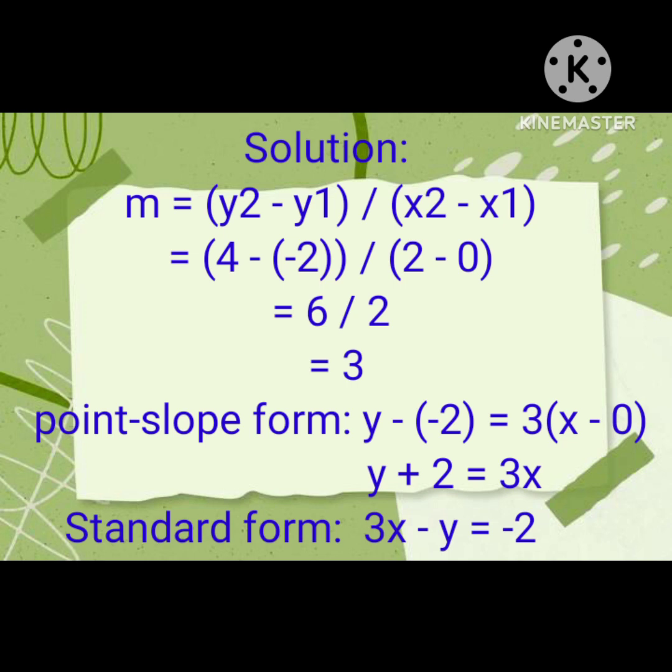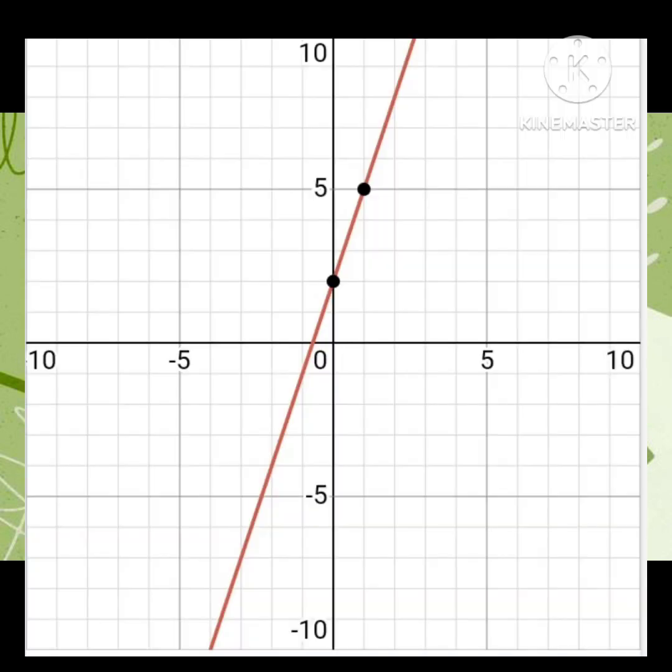Now using the point-slope form and the point x sub 1, y sub 1, we have y minus negative 2 is equal to 3 times x minus 0. Simplifying the equation gives us y plus 2 is equal to 3x. Rearranging further, we get 3x minus y is equal to negative 2. This will be our standard form. And this will be our graph of our equation.